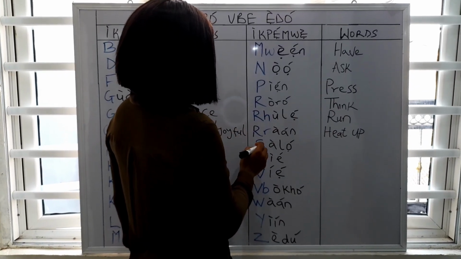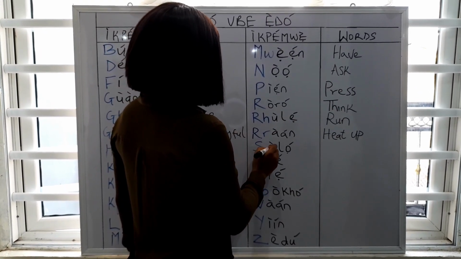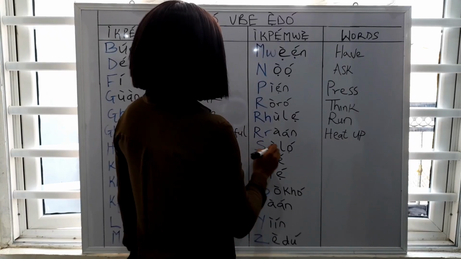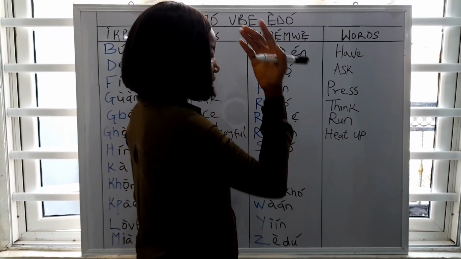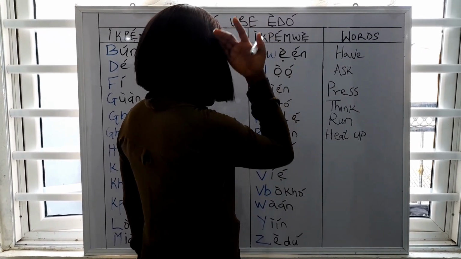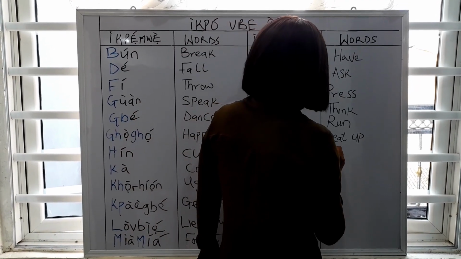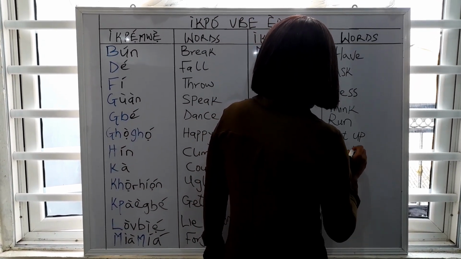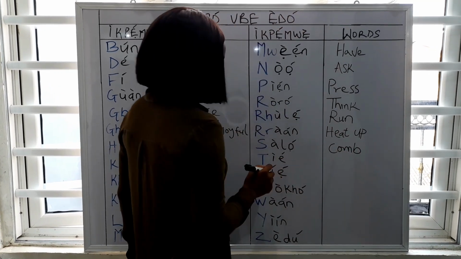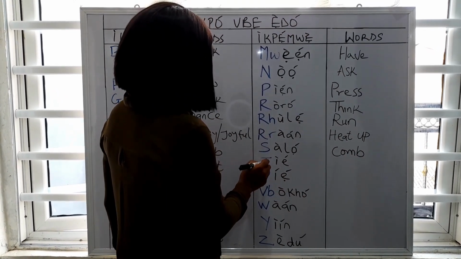Then we have salo. For those of us who have hair, salo is to comb hair. When you're combing your hair, it's salo, to comb. Salito, to comb your hair. And then we have T.